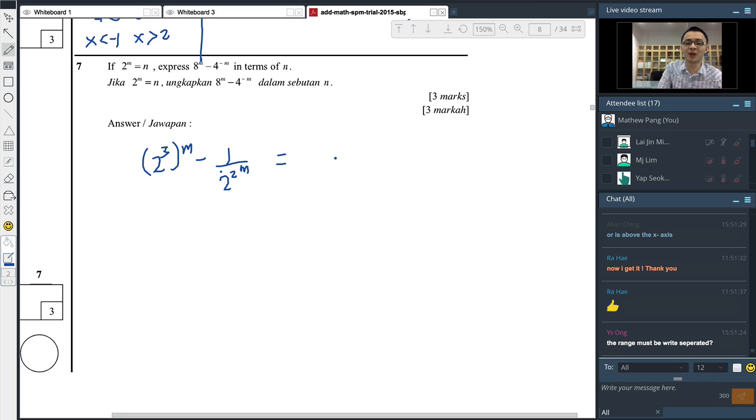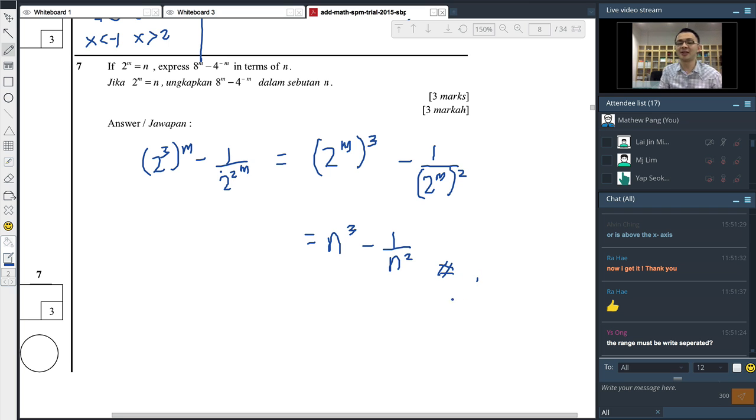Alright, so this one, because they are multiplied, this is 2 power of 3m. So I can say 2 power of m, power of 3. I shift the place between m and 3. This one I do the same thing. This is 2 power of m, squared. So the answer, 2 power of m is n. So this is n power of 3 minus 1 over n squared. Done. Right, this is indices. You just want to see how much you understand about indices, but this 3 marks is very easy.